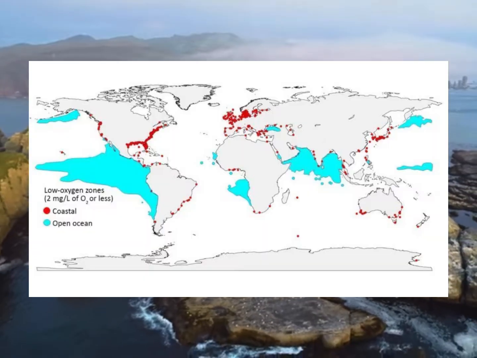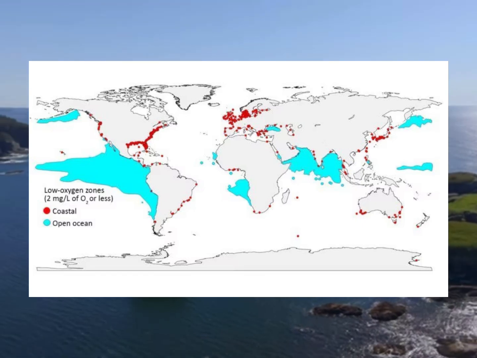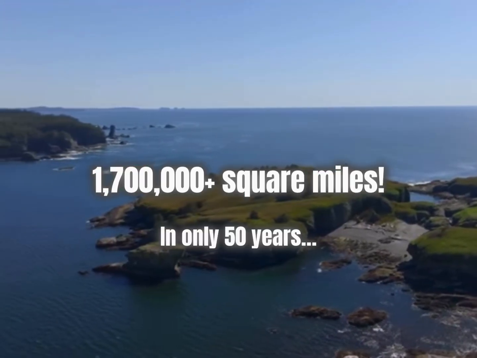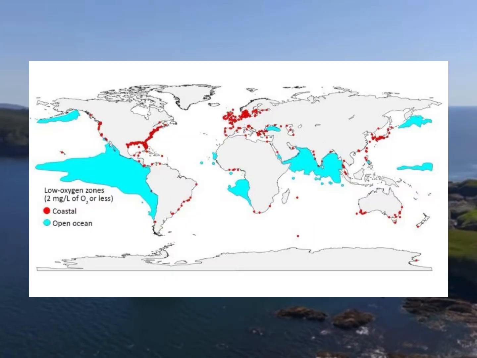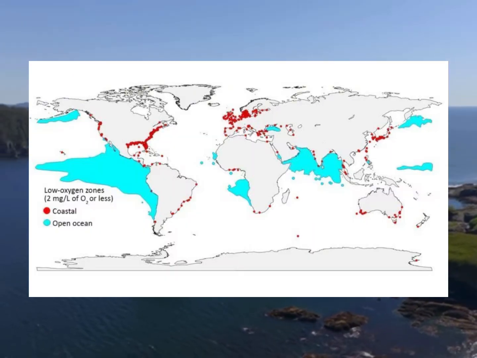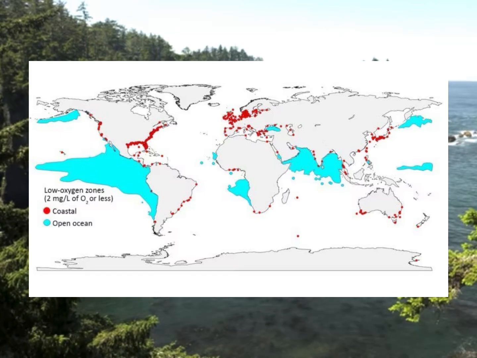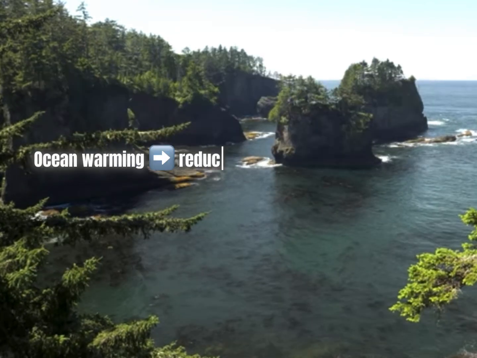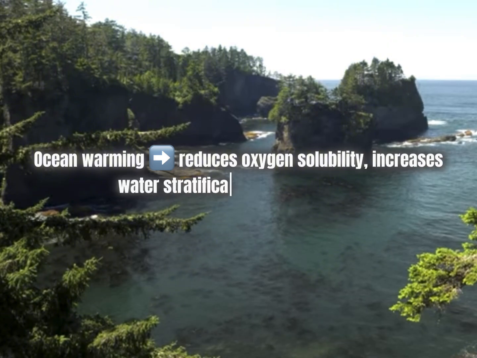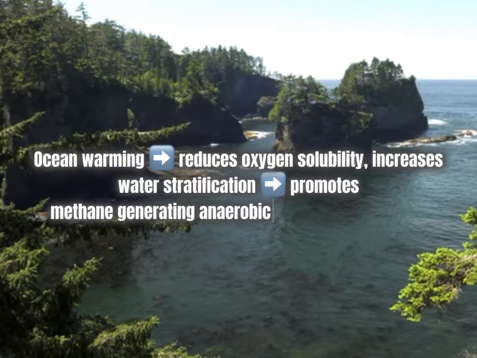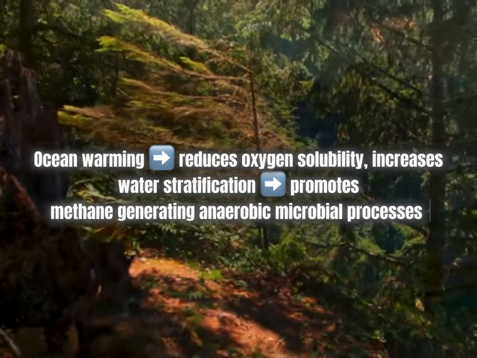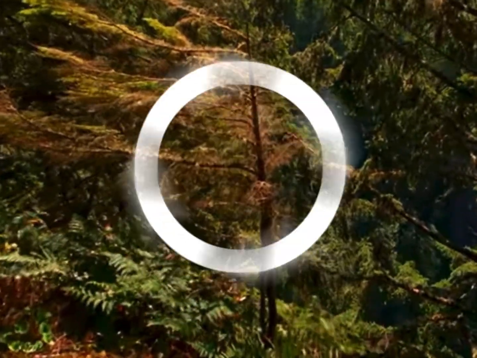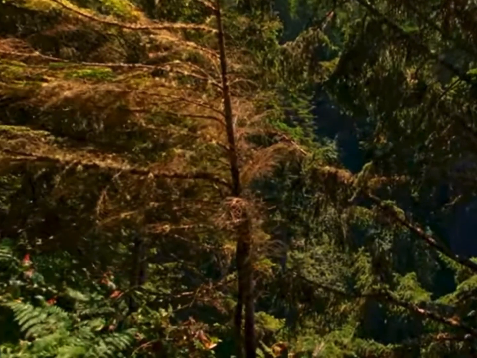Open ocean areas with depleted oxygen, including areas that are not hypoxic yet, have grown more than 1.7 million square miles in the last 50 years alone. And coastal waters have seen a 10-fold increase in low oxygen areas within the same time frame. This is also a feedback loop. Ocean warming reduces oxygen solubility and increases water stratification, which promotes methane-generating anaerobic microbial processes. This creates an out-of-control loop where climate change encourages more greenhouse gas emissions from aquatic systems.